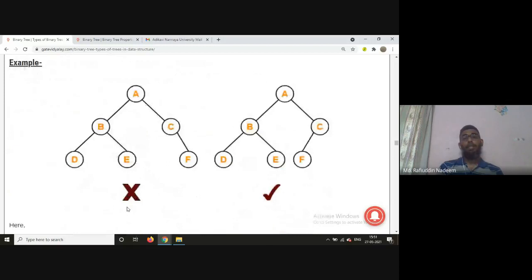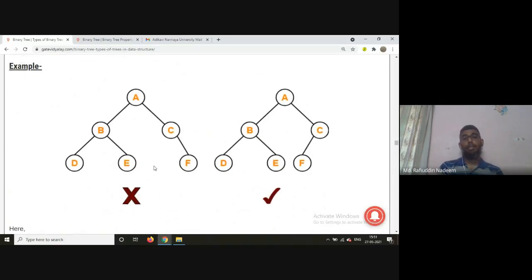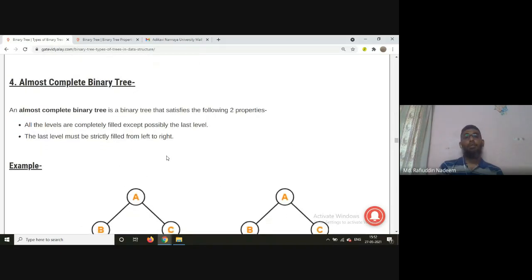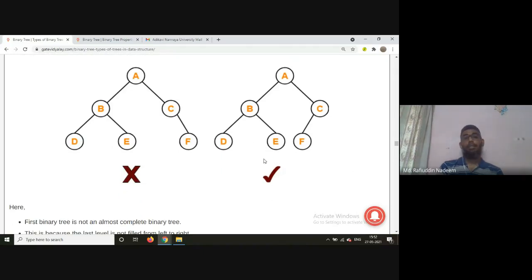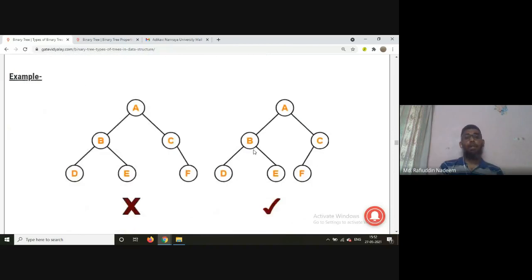So the one which has been crossed is not an almost complete binary tree. The reason it is not complete is that after filling D and E, the child nodes for B, F should come to the left side for C, but it is coming to the right side. That's the reason why it is not an almost complete binary tree. Whereas here F is coming at the left side, so such a tree is called an almost complete binary tree.